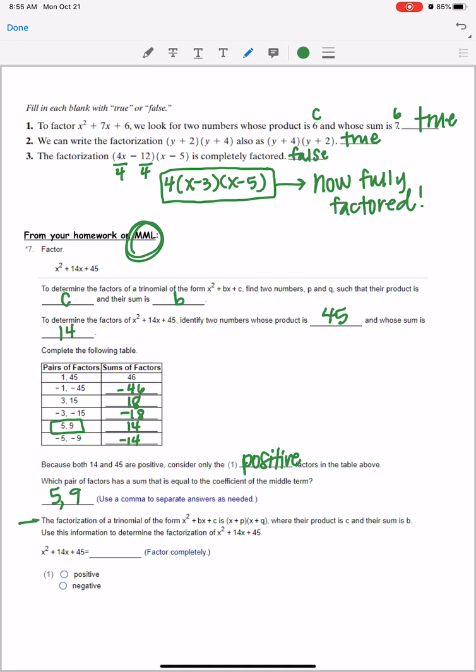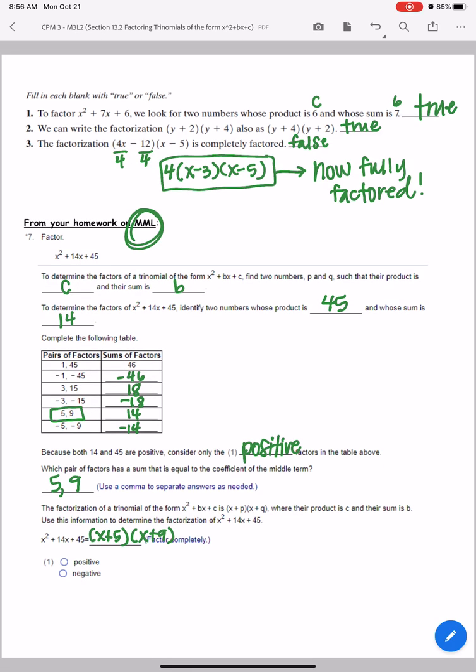And then it says the factorization of the trinomial in the form, and so on. Anyways, factor completely. So now we can finally say x plus 5 and x plus 9. So that's what it's sort of looking for on this one. I just wanted to show you that so you don't miss this very beginning part and then have to redo it all because you didn't know what it was asking, since it's making it complicated. Okay, so that is our lesson over factoring trinomials 13.2.